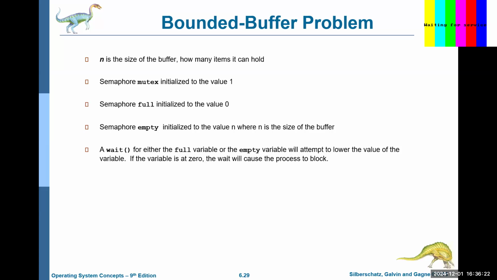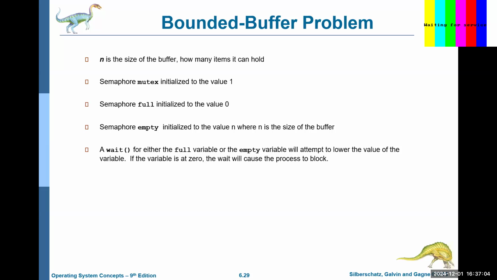N is the size of the buffer. How many items can the buffer hold? We have a semaphore, we'll call it mutex because it's going to be a binary semaphore, initialized with value 1. Then there's the semaphore full, initialized to 0. In other words, we're not full, and the mutex is available. Semaphore empty is initialized to the value n, where n is the size of the buffer. So empty will tell us how empty it is, and full will tell us how full it is. Empty will start off being, let's say, 10, because it's very empty, and full will start off being 0 because it has nothing, not full.